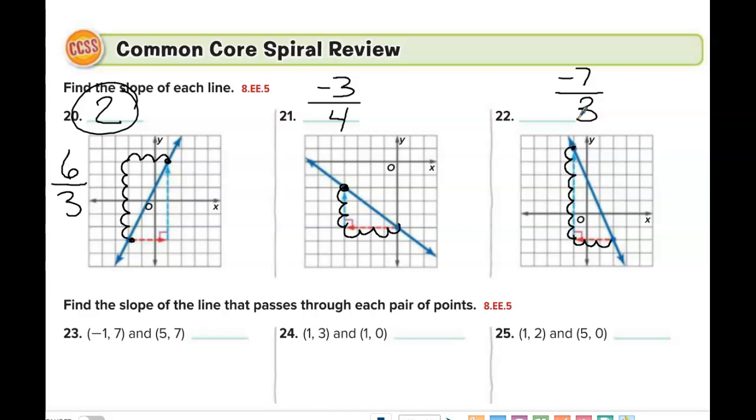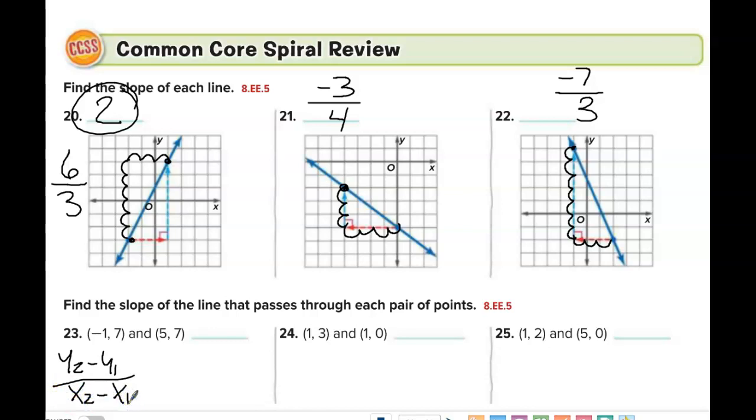Okay. On 23, you needed to use the slope formula. What is the slope formula? You have to do y2 minus y1 over x2 minus x1.